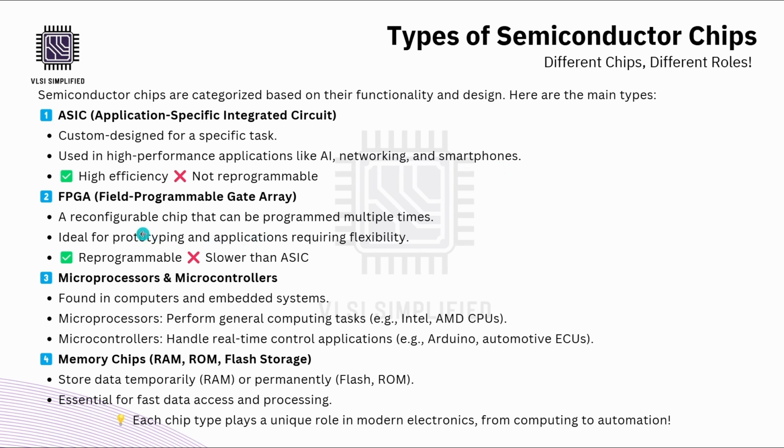FPGAs. Think of these as reconfigurable chips. Unlike ASICs, FPGAs can be modified after manufacturing, making them perfect for prototyping, AI applications, and aerospace systems. Microprocessors and microcontrollers. These are the workhorses of computing. Microprocessors (MPU), designed for general purpose computing, require external memory and peripherals. Examples are Intel and AMD CPUs. So when we are building a new PC using a microprocessor, we require RAM, ROM, and other peripherals also.